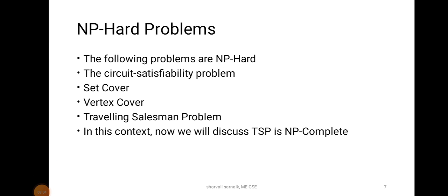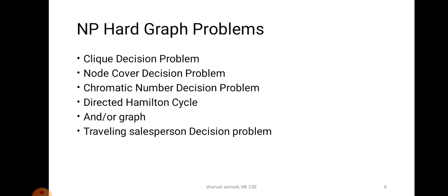Next we will see what the NP hard problems are. The NP hard problems are circuit satisfiability problem, set cover, vertex cover, and traveling salesman problem. We will discuss in the next slides what the traveling salesman problem is. The NP hard graph problems are clique decision problem, node cover decision problem, chromatic number decision problem, directed Hamilton cycle, AND/OR graphs, and traveling salesman decision problem. So these are the six NP hard graph problems. We will see them one by one.